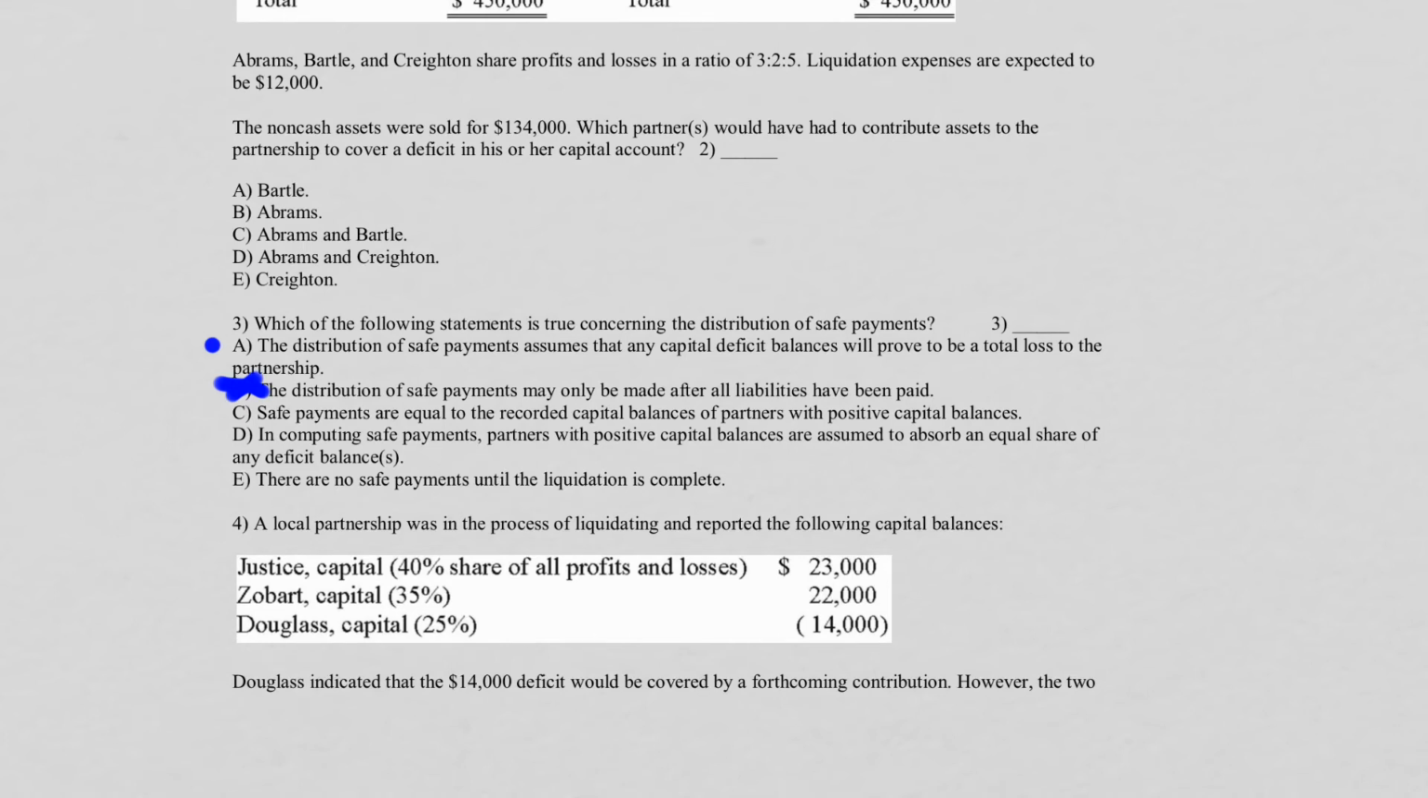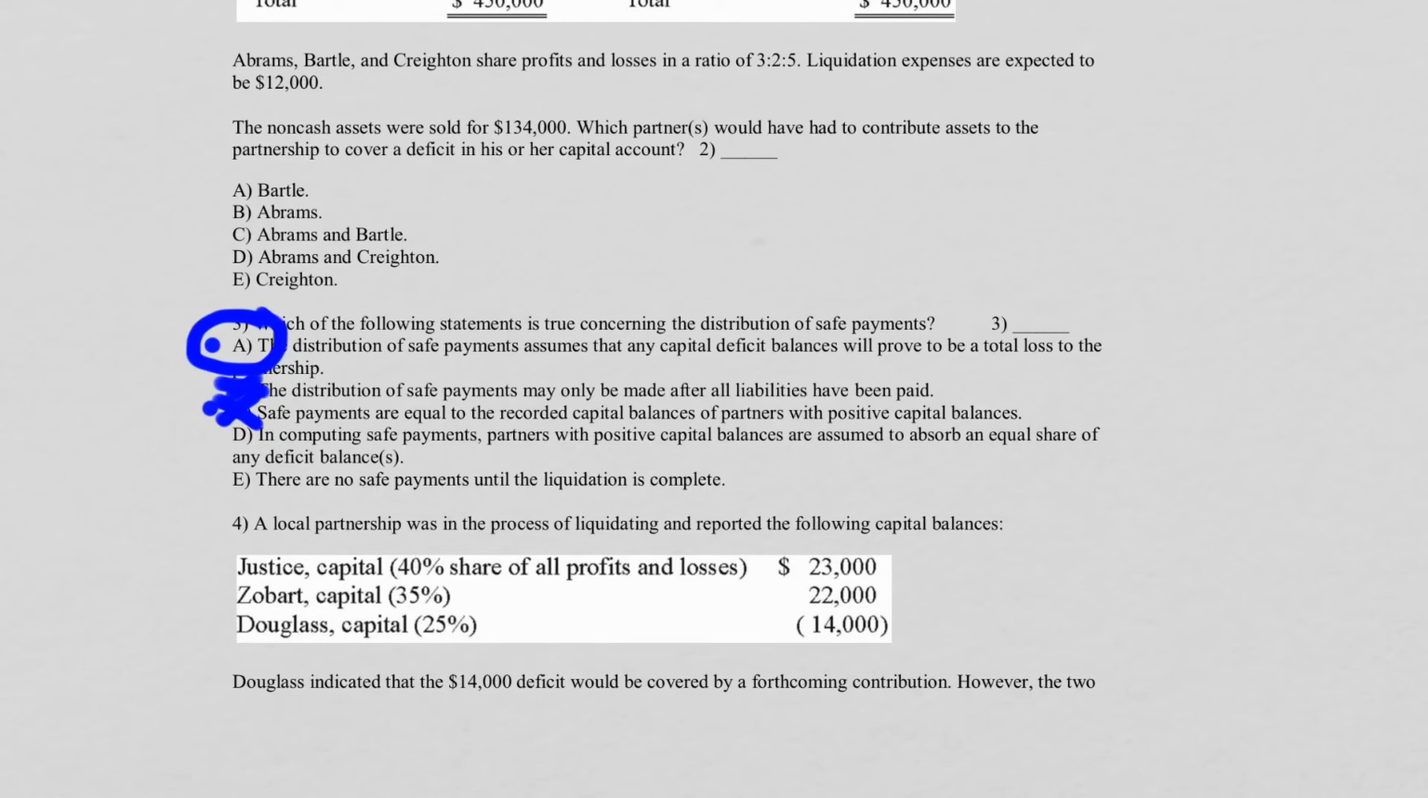Looking at C. Safe payments are equal to the recorded capital balances of partners with positive capital accounts. No, we zero everybody out first, and then we go back and see who was the last man standing. So C is out, and A becomes the correct answer. But that was not easy to get to because I don't like that question. All right, let's go further to number 4, which is the last one. Yay.